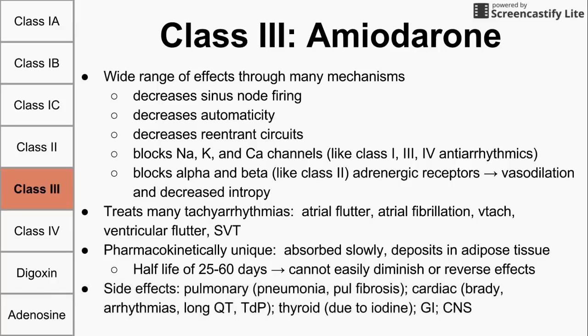Now, some of the side effects, primarily pulmonary. It can cause pneumonia, pulmonary fibrosis. You can have cardiac effects, such as bradycardia, because, of course, you're decreasing sinus node firing, decreasing automaticity, decreasing reentry circuits. You can cause long QT segment, which, as we said earlier, leads to torsades de pointes. It can cause thyroid problems because there's a big iodine atom in the middle of the molecule. It can cause GI distress and central nervous system distress.